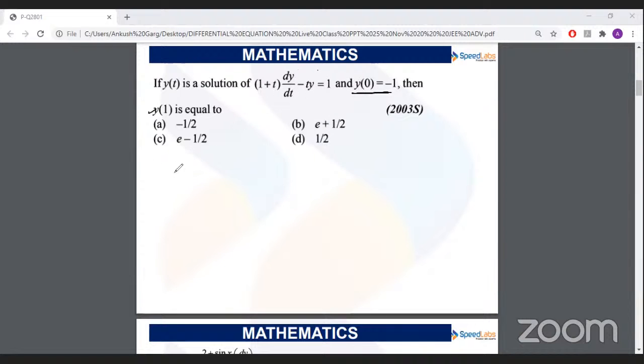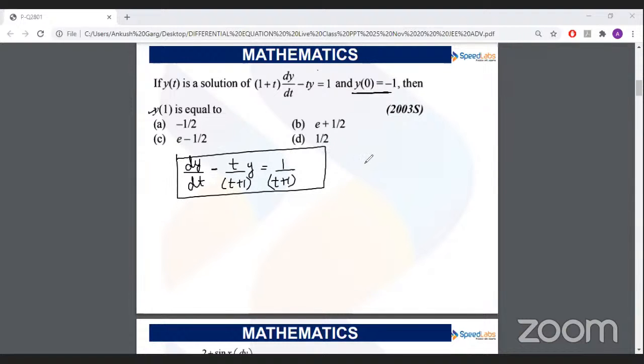If I simply divide by 1 plus t over here, अगर आप इसे simply 1 plus t से divide करोगे तो ये कितना आ जाएगा, dy by dt minus t upon t plus 1 y equal to 1 upon t plus 1. Now can you see this is a linear differential equation? If this is linear, first we'll find the integrating factor. So quickly find the integrating factor and solve it.